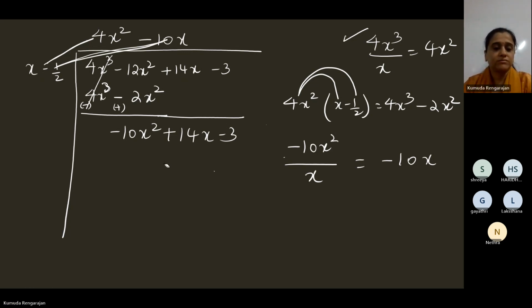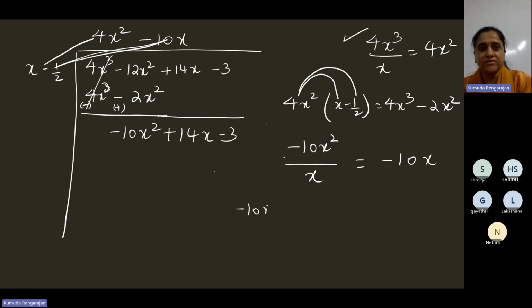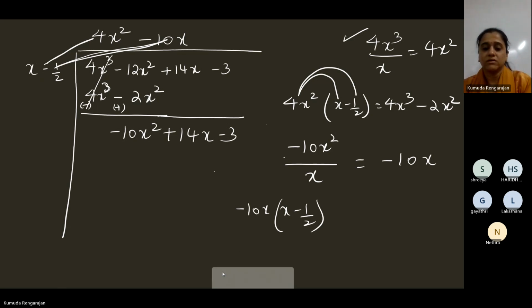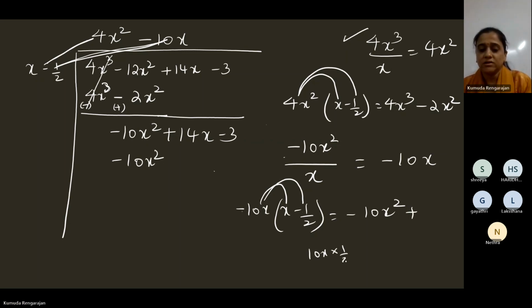Multiply. Should multiply minus 10x and x minus half. So when you multiply these two terms, you get minus 10x squared. And when you multiply these two terms, minus into minus is plus, then 10x into half, 2 5s are 10, so 5x. So write the terms here.